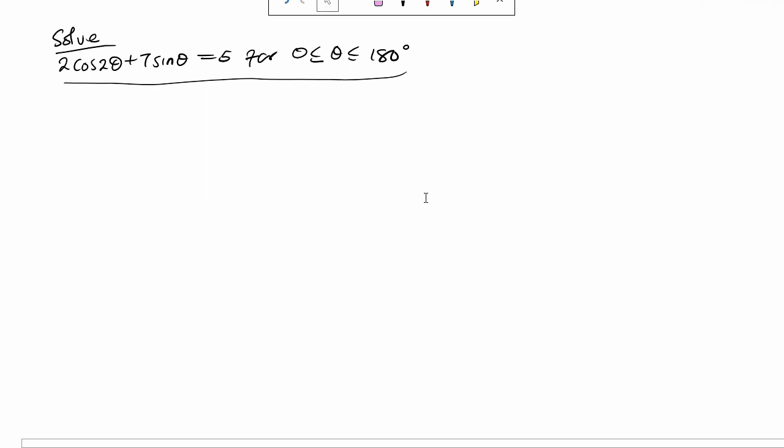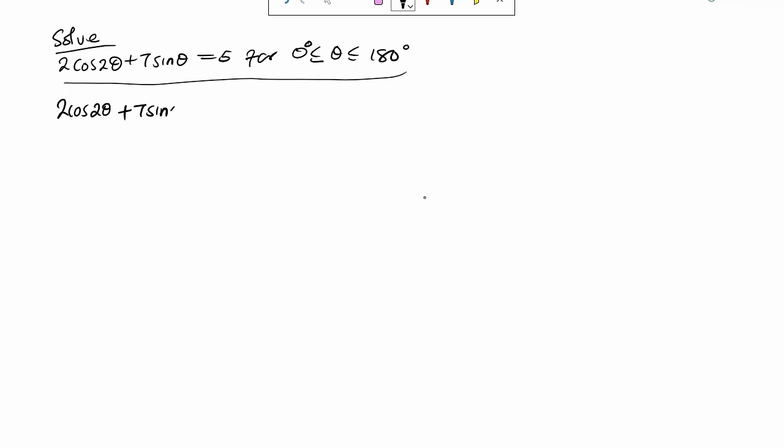Welcome once again, and today we are working out a trigonometric equation, and we shall get the values of theta between 0 degrees to 180 degrees as indicated over here. And let's begin. Now we have 2 cos 2 theta plus 7 sine theta equals 5.